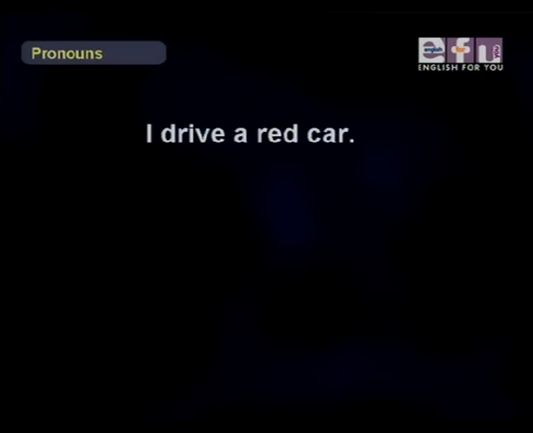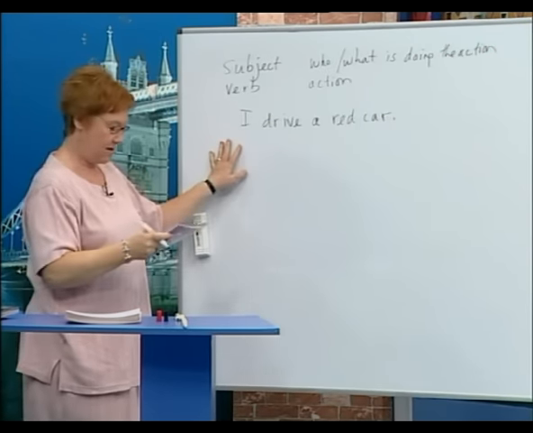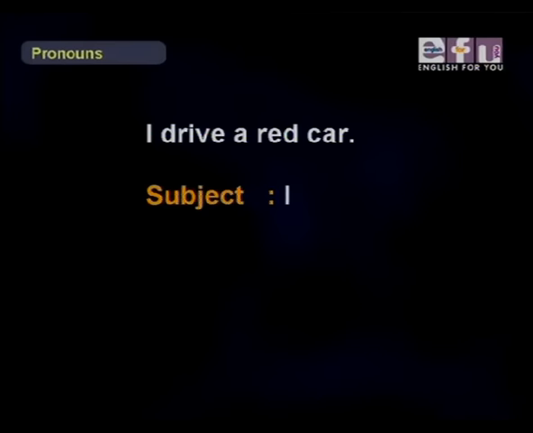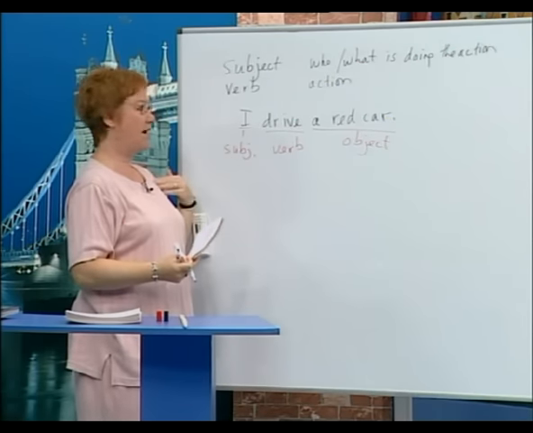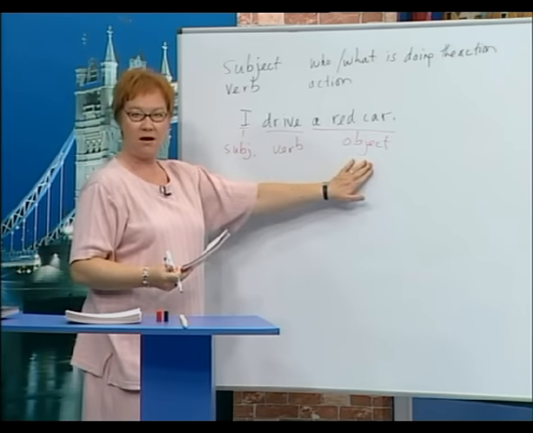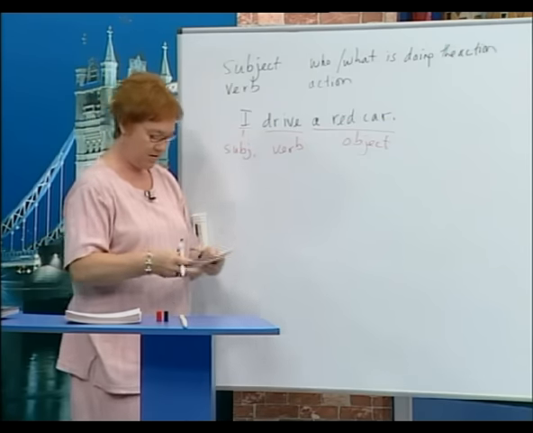I drive a red car. Now, this is the subject. Verb. And this is the object. Okay? I drive a red car. I, who, drive, action, a red car, object. What do I drive? I drive a red car.